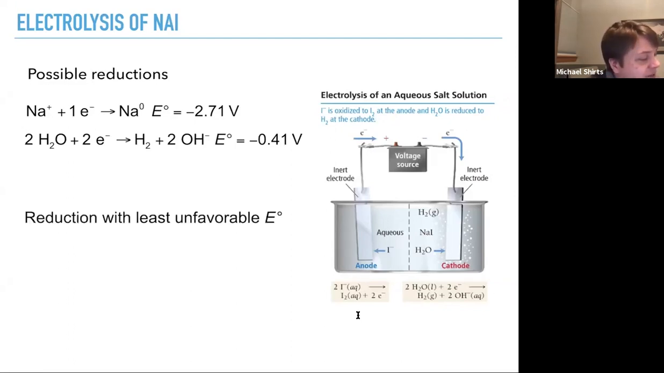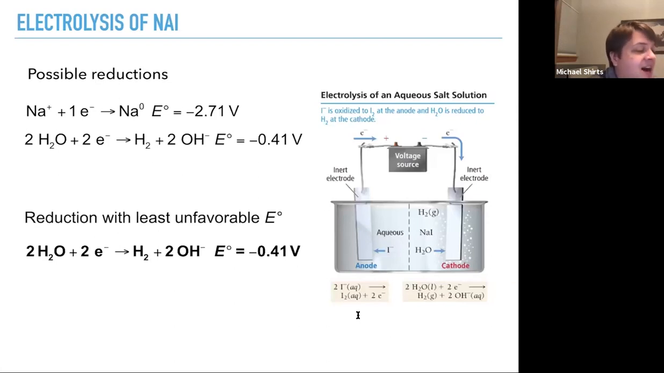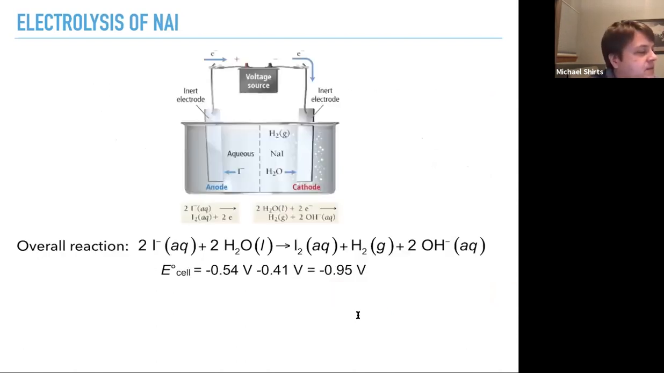So the reduction with the least unfavorable potential is going to be the reduction of the hydrogen in water to produce H2 gas. So when you run electrolysis on this, you get production of iodine, and you'll also get production of H2 gas. The sodium is just going to ignore it. It's like, I'm not even going to bother trying to take out any electrons. I don't want them. Here, water, you take the electrons. And so that's the reaction that happens.